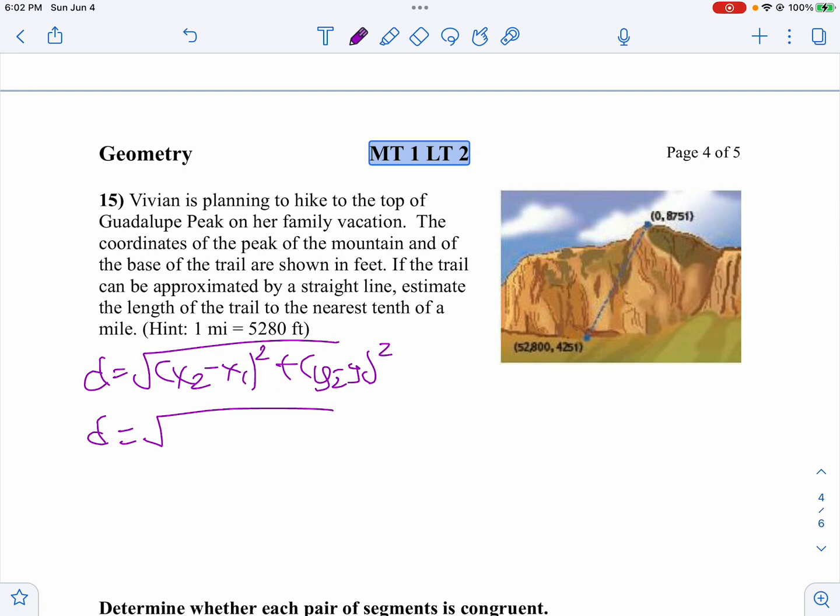And I always like to go left to right. So let's say 0 minus 52,800. Well, that's going to be just a negative, isn't it? 0 minus 52,800. I'll square that. And then I'll do the same thing for my y's. I'll say 8751 minus 4251. Well, I get negative 52,800.